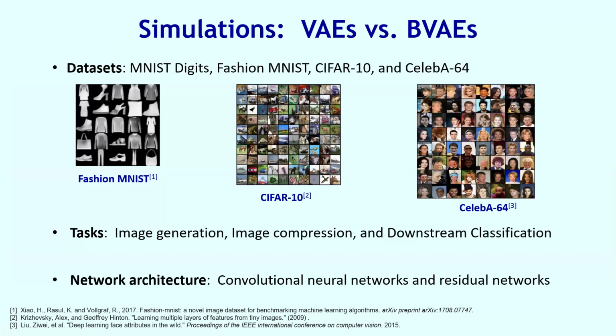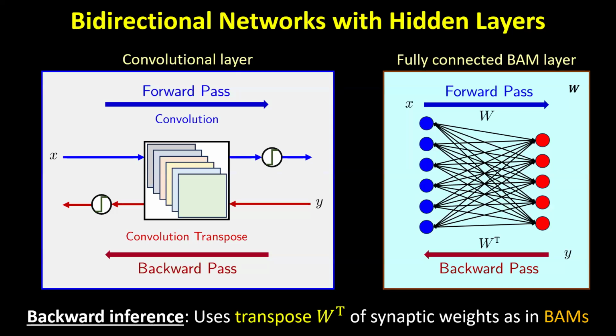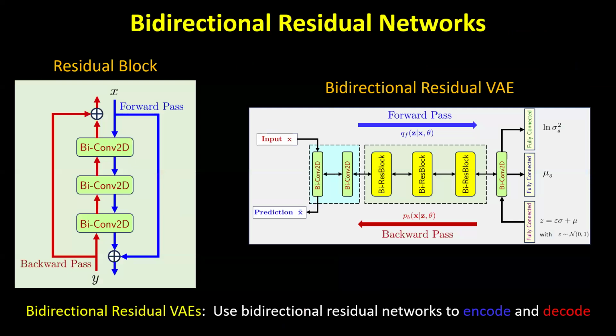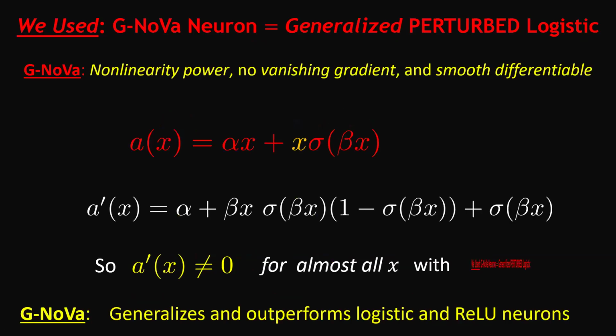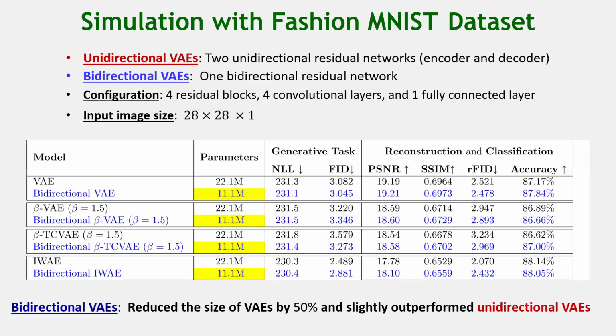I tested on three test sets, Fashion MNIST, CIFAR 10, and CelebA 64. And I'm going to compare that to convolutional networks and bidirectional versions of residual networks, something like this, where the residual has some skip connections. We are using NOVA, non-vanishing neurons that extend logistics so they don't have a vanishing gradient. And a little more generally, we perturb that both in an additive way and multiplicative way, called GNOVA. It outperforms both logistic and ReLU. And logistic dies faster than ReLU. GNOVA dies slower than all of those.